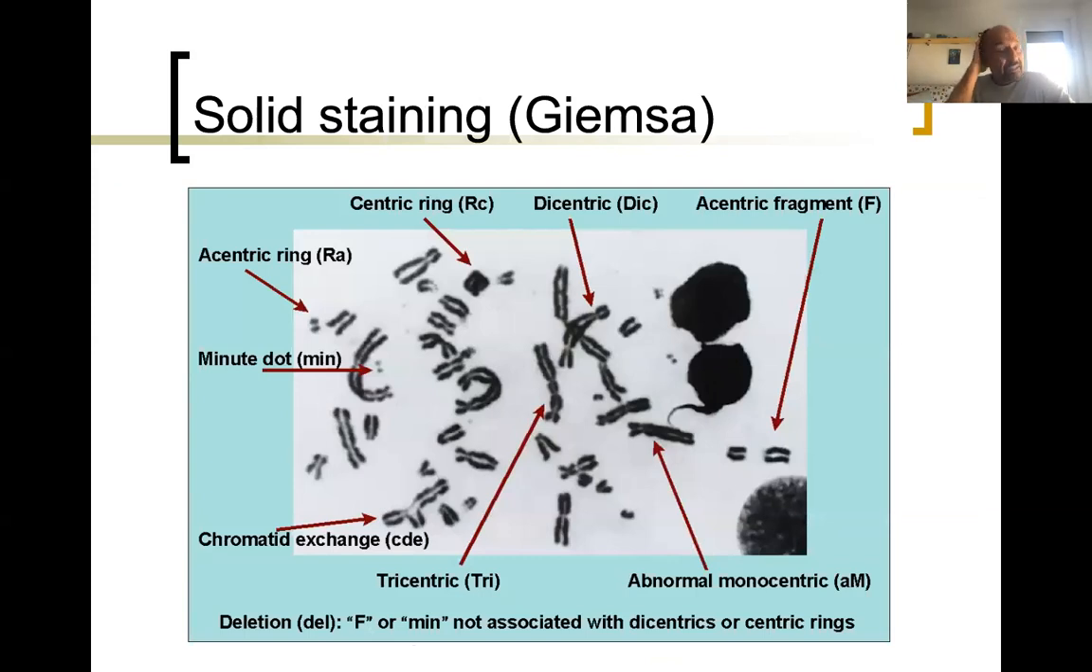So Giemsa, as I said, is the simplest way to look at the chromosomes. You just stain them, you go to the microscope and you look at them. These are mitotic chromosomes after irradiation. And in this picture, you see a lot of aberrations.